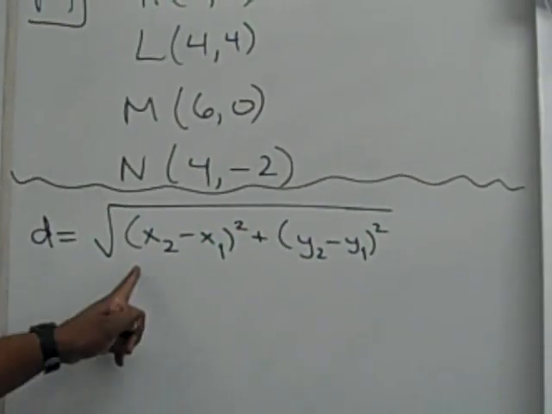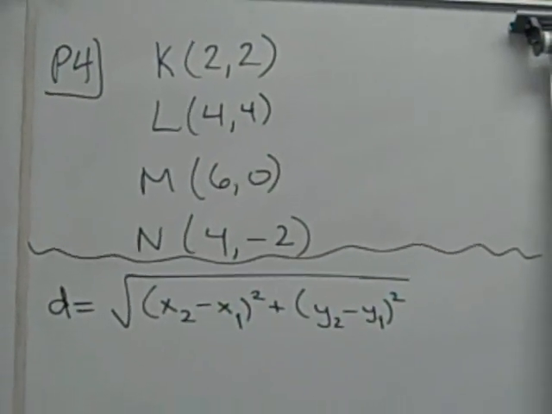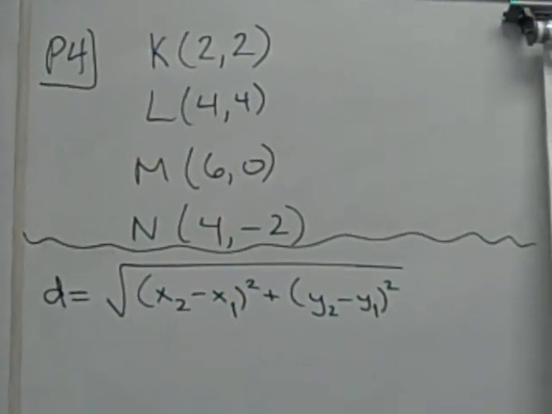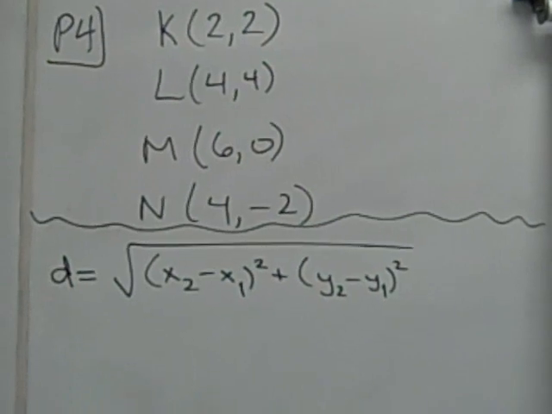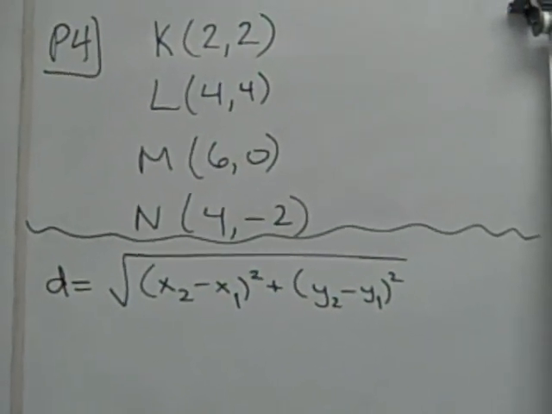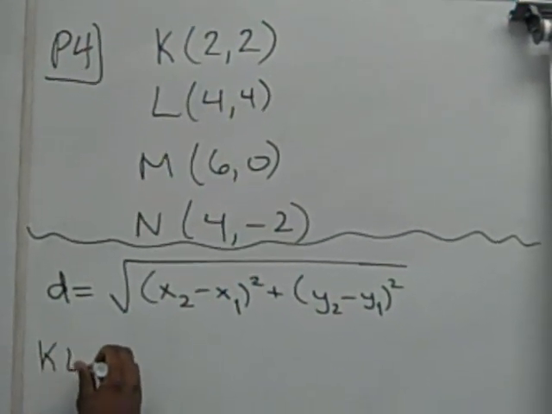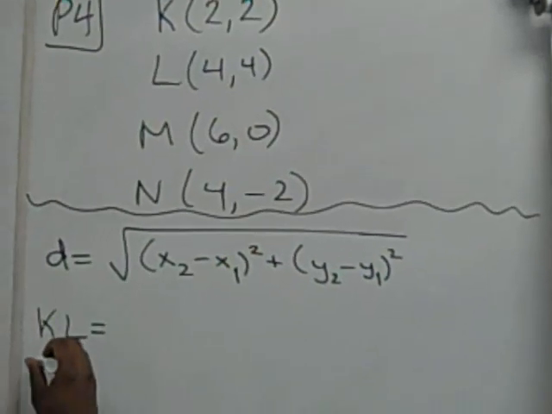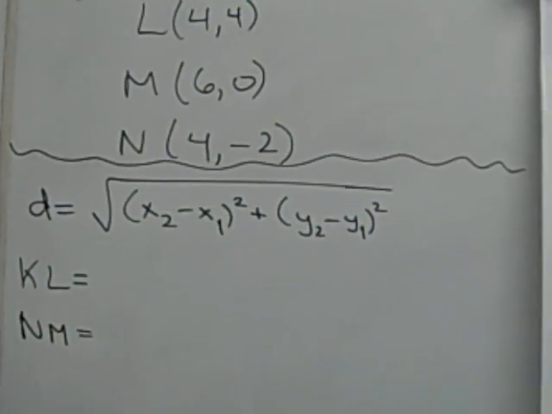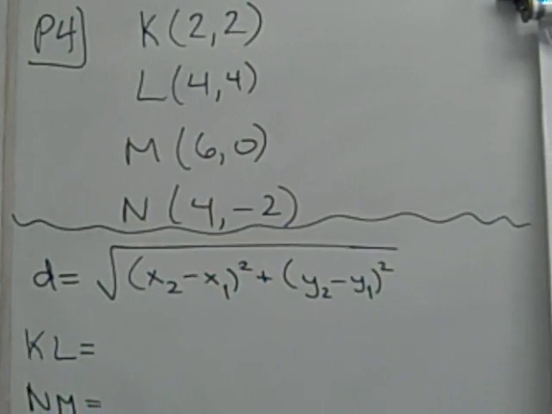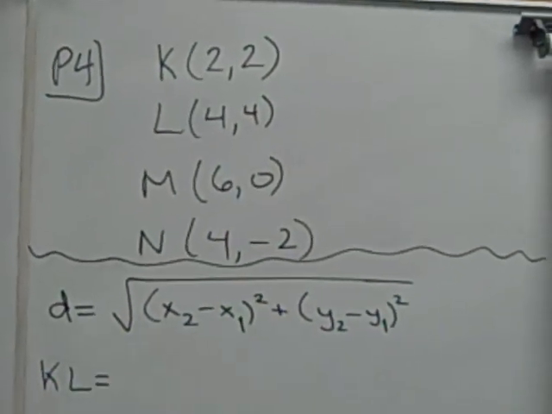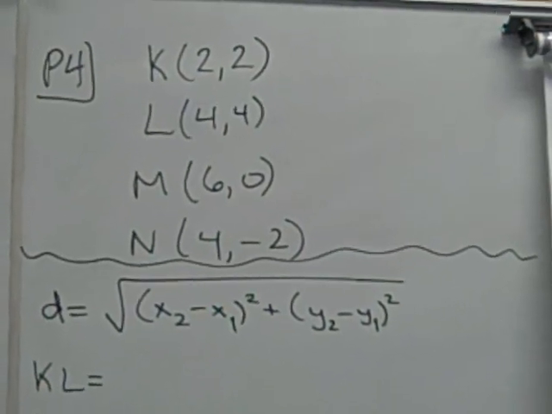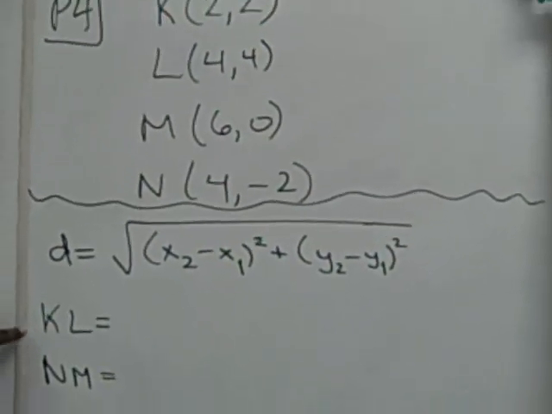Okay? All this is inside the square root sign. Now, we've already said that I'm going to take KL and NM and find the distances, the lengths of both of those. Okay? So I'm going to list those right here. KL and NM. Okay? So, we're just going to plug in our coordinates into the distance formula and find the distance for each set. Let's start with KL.